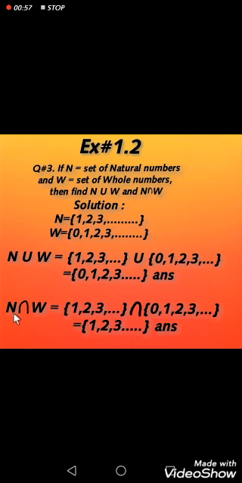Now N intersection W, similarly write the elements of the natural numbers, then write the elements of the whole numbers. Now intersection is a set which contains the common elements of both the sets, so the common elements are 1, 2, 3 and so on.